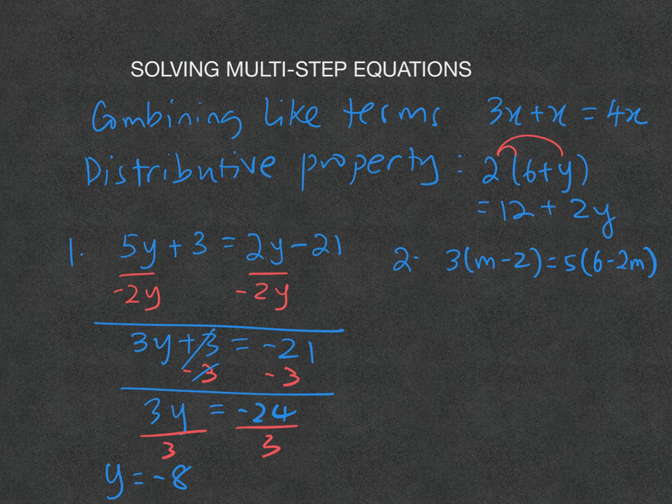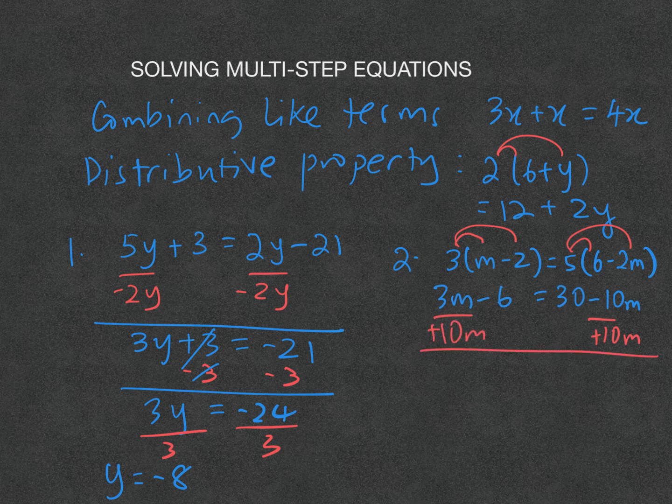In example 2, we will now have to apply the distributive property. So small rainbow, big rainbow, small rainbow, big rainbow. So 3 times m, you end up with 3m minus 6. And then 5 times 6, you get 30 minus 10m. Now we have variables on both sides again. So you can think about, is it easier to subtract 3m from the left-hand side or add 10m to the right-hand side to get rid of the variable? So I will add 10m to both sides.